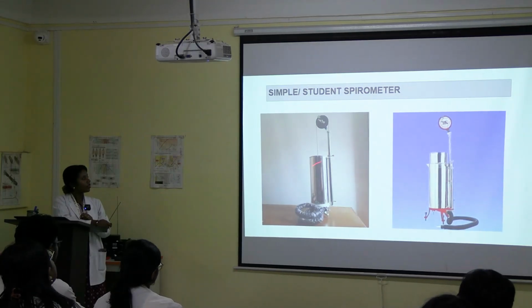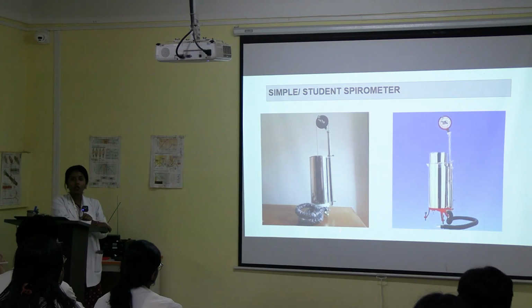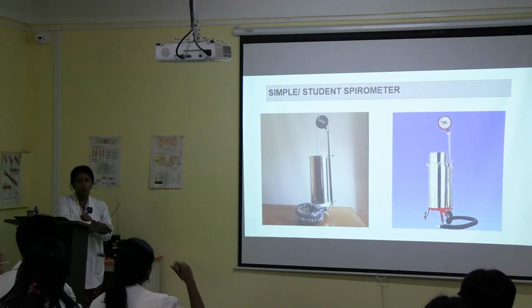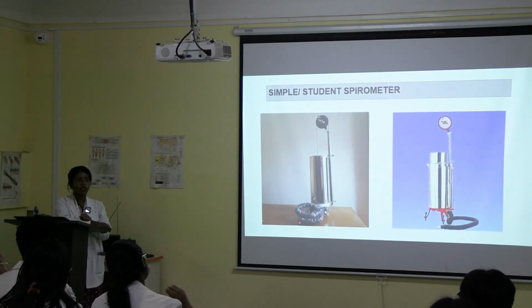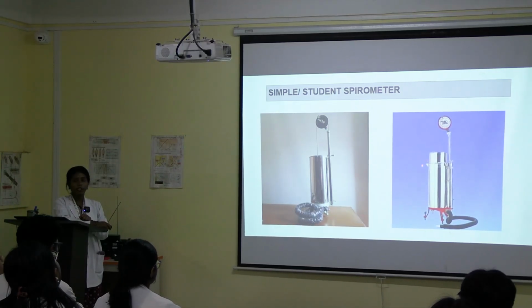This is called a student spirometer or simple spirometer, or it is also called a vitalograph. It has different names, so you have to know it. This is the mouthpiece. This is the corrugated rubber tubing. This is the outer cylinder. This is the inner cylinder.